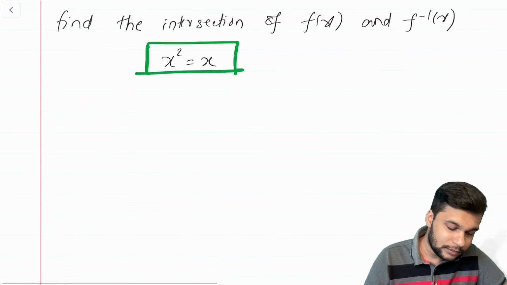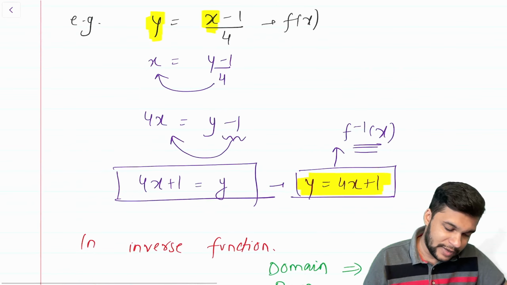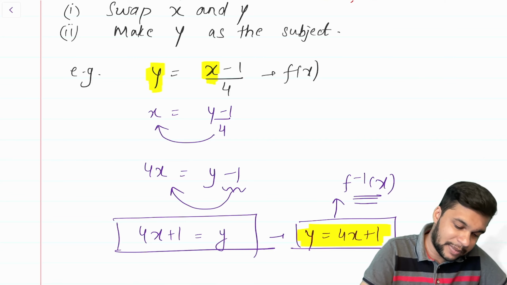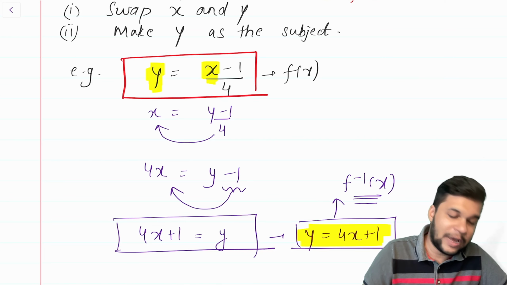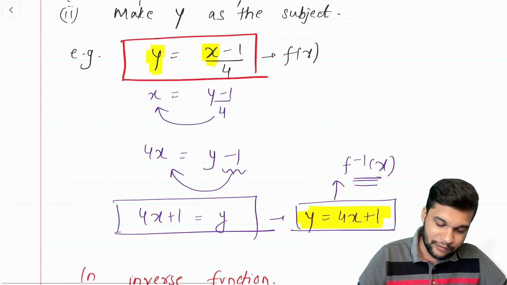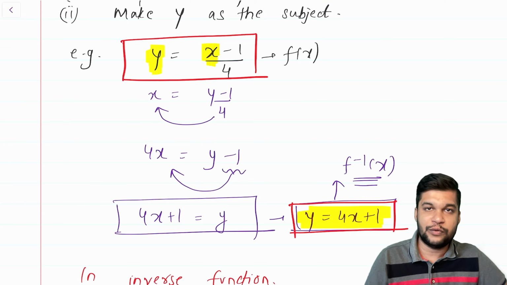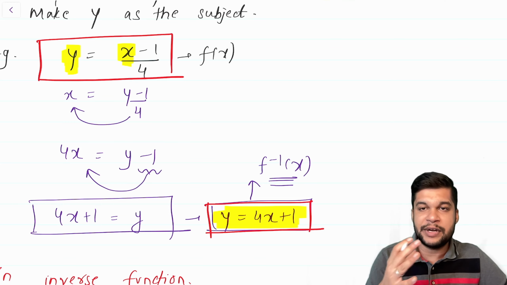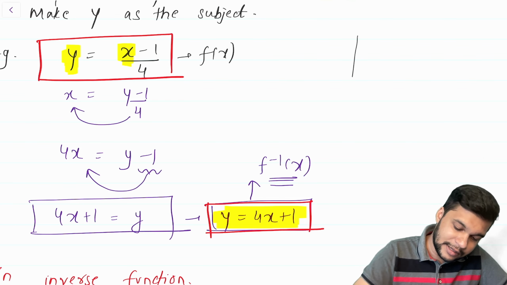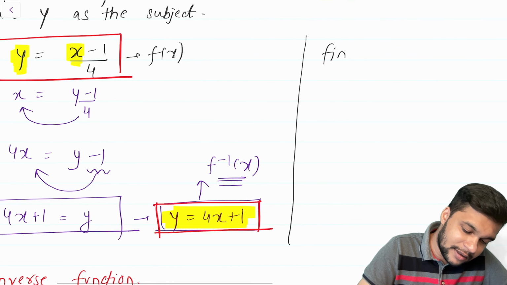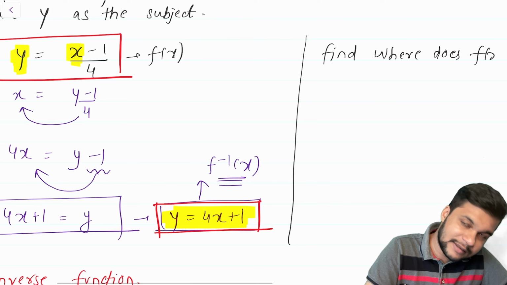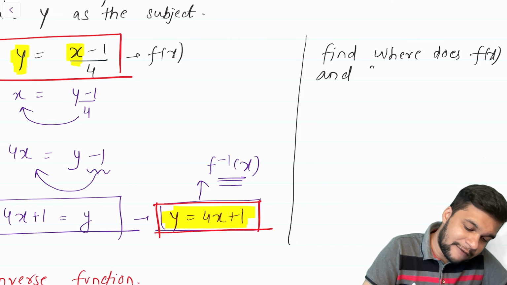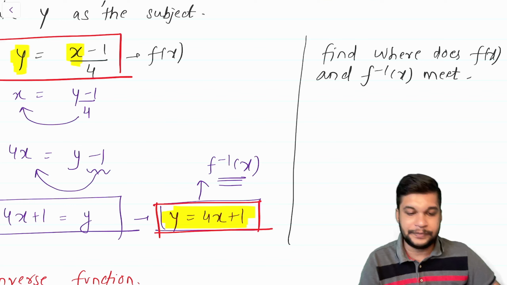For example, if you observe, we had a function here. We did a small example. This was the function y equal to (x minus 1) upon 4 and y equal to 4x plus 1. The question is, find the point of intersection of f(x) and f inverse of x. The question here is, find where f(x) and f inverse of x meet. You have to find this.